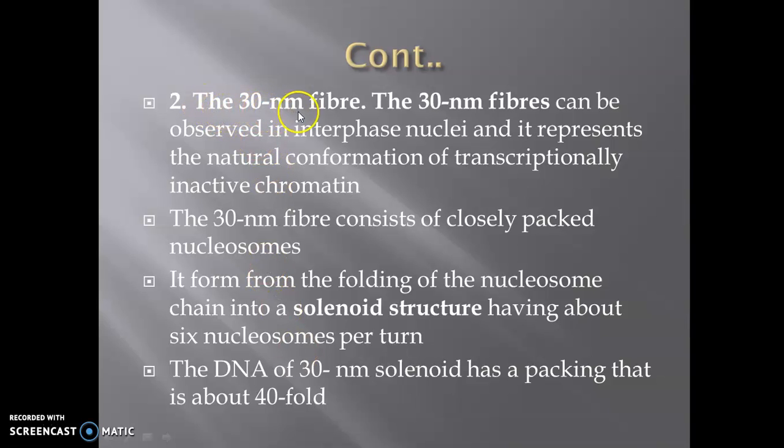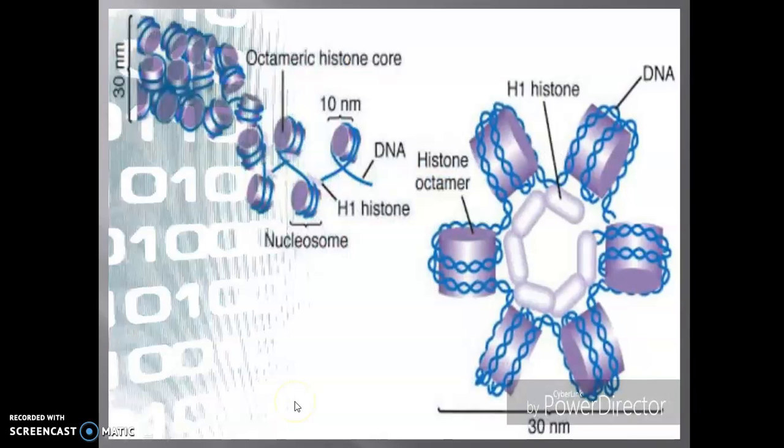The second is the 30 nanometer fiber. The 30 nanometer fiber can be observed in interphase nuclei, and it represents the natural conformation in transcriptionally inactive chromatin. It consists of closely packed nucleosomes. It forms from the folding of the nucleosome chain into a solenoid structure having about 6 nucleosomes per turn. The DNA of the 30 nanometer solenoid has a packing of about 40-fold. So here the DNA is folded up to 40 times.